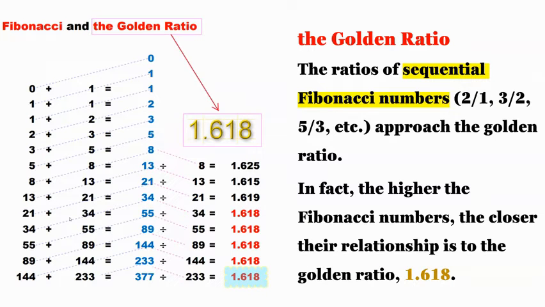The golden ratio. The ratios of the sequential Fibonacci numbers 2/1, 3/2, 5/3, etc. approach the golden ratio. In fact, the higher the Fibonacci numbers, the closer their relationship is to the golden ratio, 1.618.